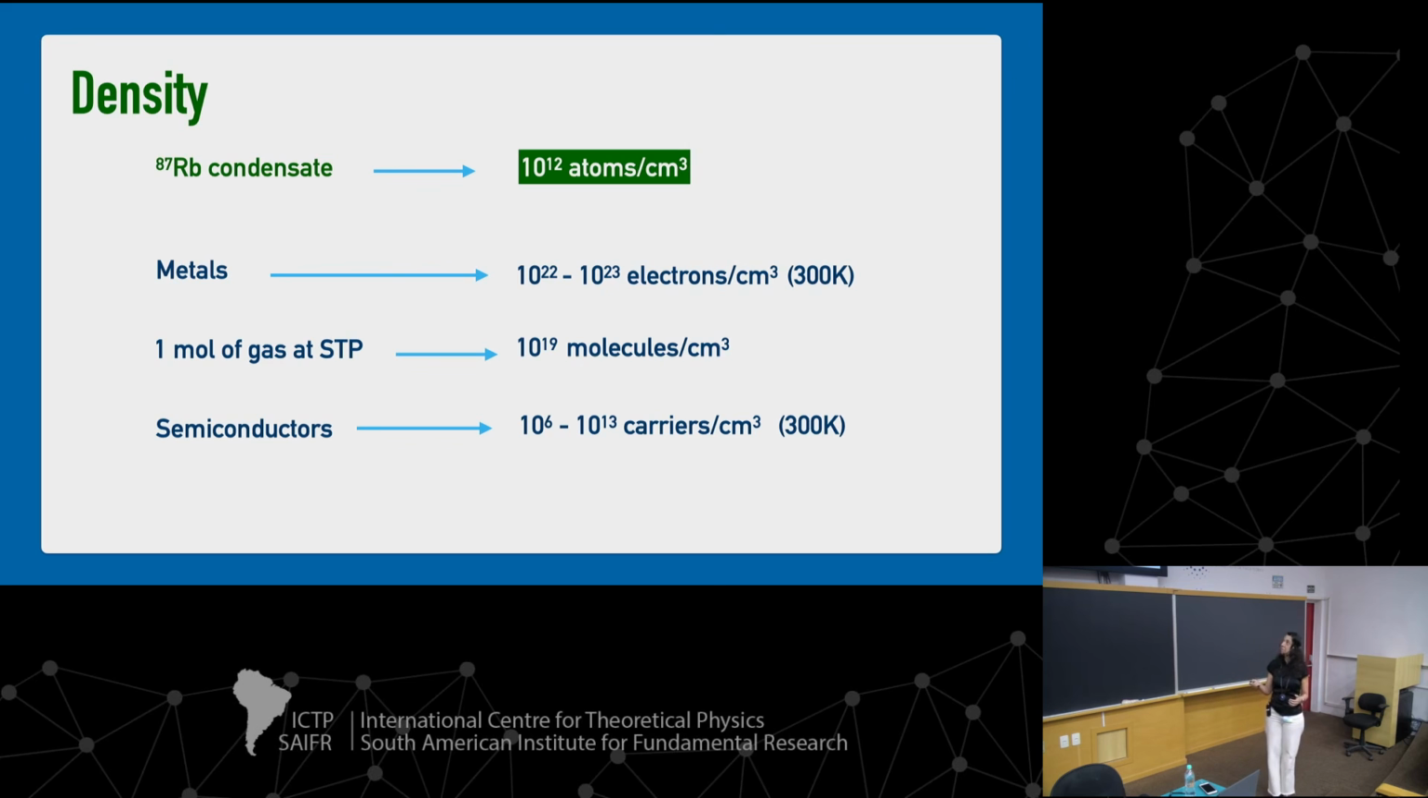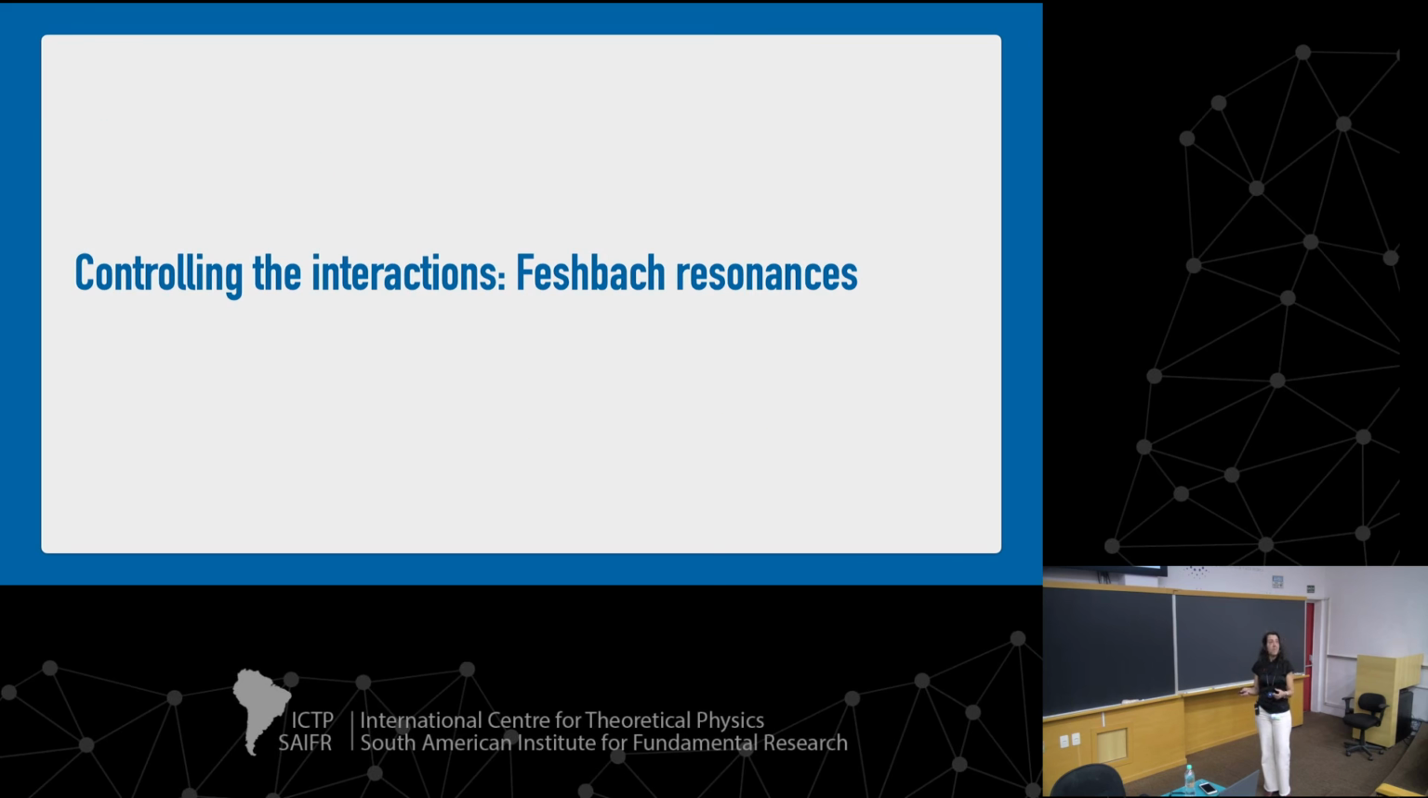So if we think about metals, we have 10^22 to 10^23 electrons per cubic centimeter at room temperature. If we think of a mole of gas at standard temperature and pressure, it's 10^19. So this is orders of magnitude smaller, compared to the number of carriers in a semiconductor. So this is very, very dilute. So why is this important? Because this is related to the way we control the interactions in the systems.